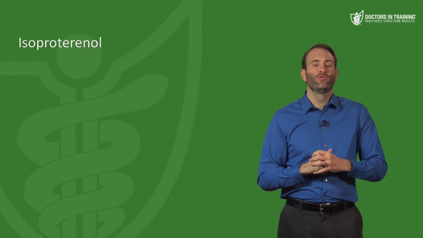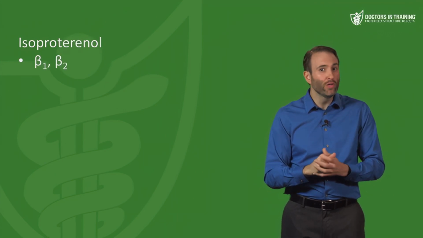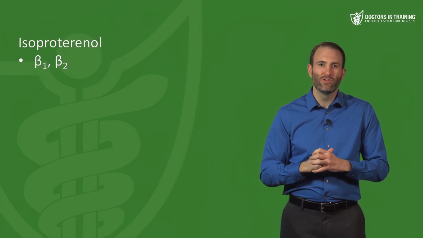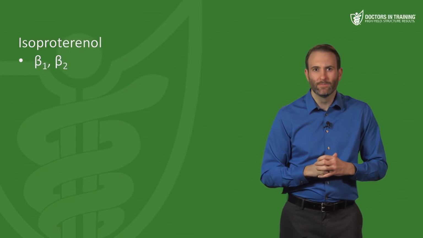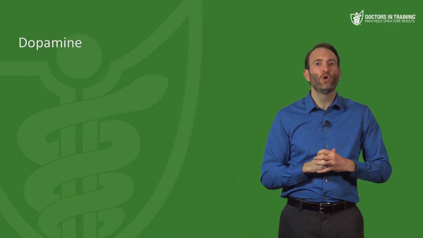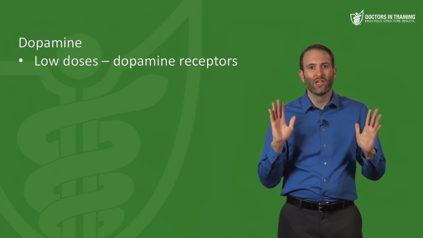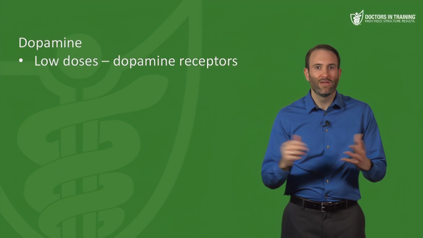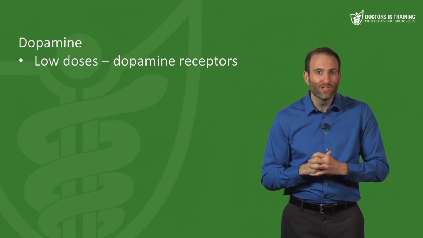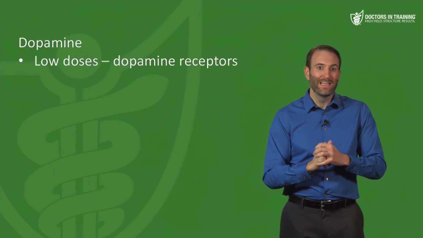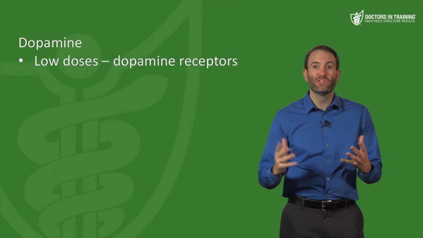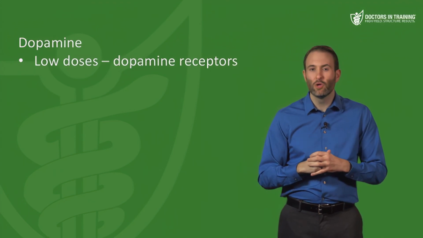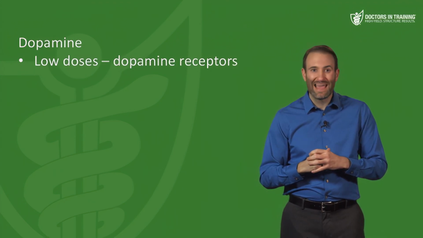Next, we have isoproterenol. This one only works on beta 1 and beta 2, and clinically it's really not used that much, so I wouldn't put too much of your memory into that one. Next, we have dopamine. Dopamine is a weird one. At very low doses, dopamine will stimulate dopamine receptors. Now, we haven't talked about dopamine receptors yet. Most of the time we think about dopamine receptors as being in the CNS, being associated with things like schizophrenia, Parkinson's disease. But we also have dopamine receptors in the blood vessels and in the kidney.